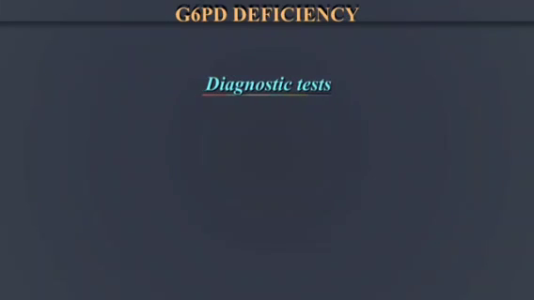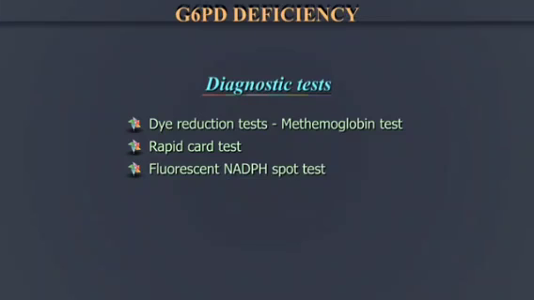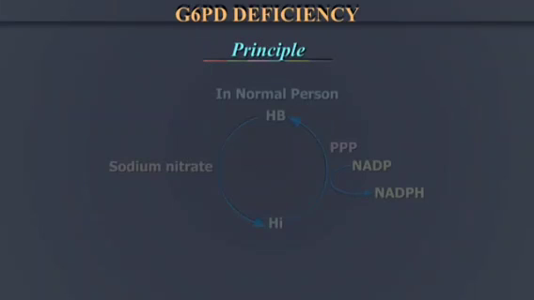The diagnostic tests. 1. Dye reduction tests. The methemoglobin test, which will be described here. 2. The rapid card test, which is also explained here. 3. The fluorescent NADPH spot test. 4. PCR mutation detection.